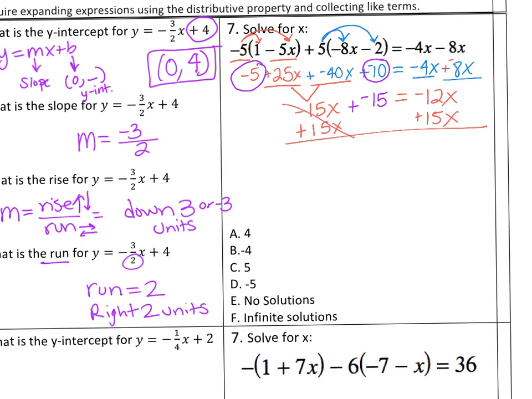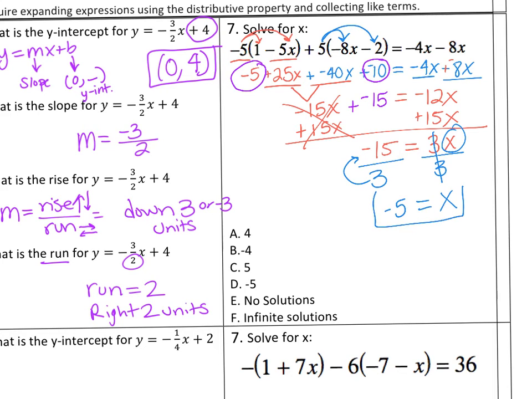This is a 0 pair, so that cancels. So I just have -15 left over equals, and then -12x plus 15x, that's positive 3x. I want to get x by itself, so I'm going to divide both sides by 3. That's just one whole right there, but I'm not going to write 1x, I'm just going to write x. 3 goes into -15, -5 times. So there's only one solution to this equation, and it's -5. So the correct answer would be D.